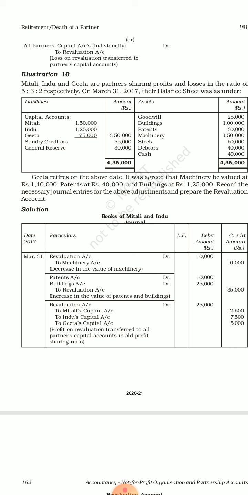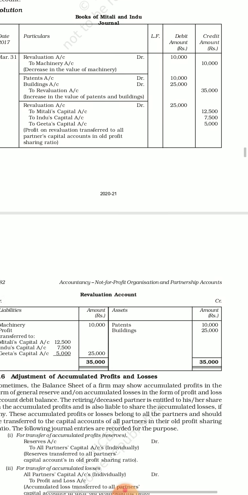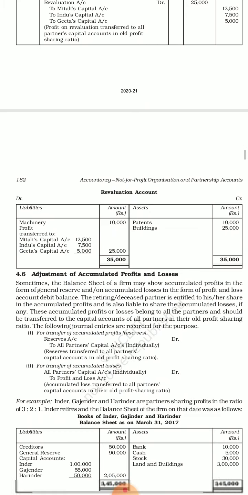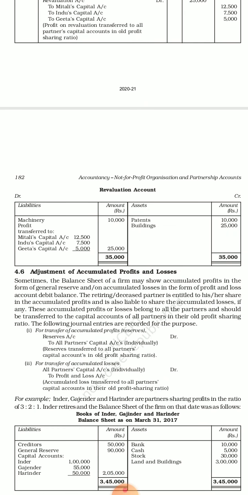So this is the way of passing the journal entry. And now how to do the revaluation account? It's very easy. Machinery will be debited 10,000, then patent will be credited, and the buildings will be credited with the increased amount 10,000, 25,000. So take the total of credit side, because credit side will be more, 35,000. Post the amount to debit side, then deduct 10,000. The difference 25,000 will be the profit and will be transferred to the capital account of all the partners in old ratio.